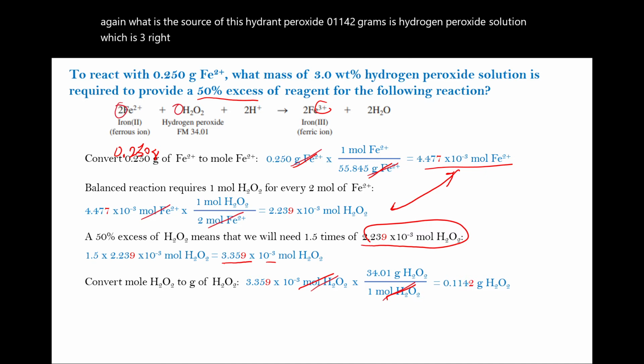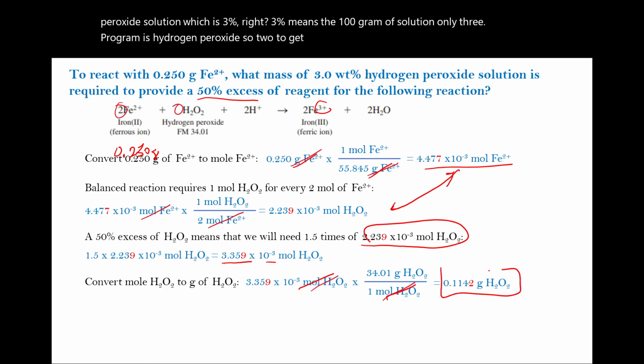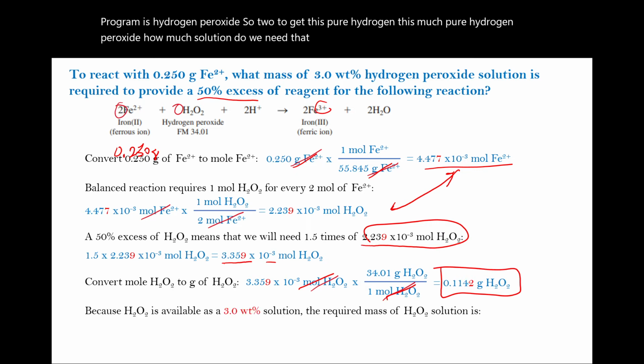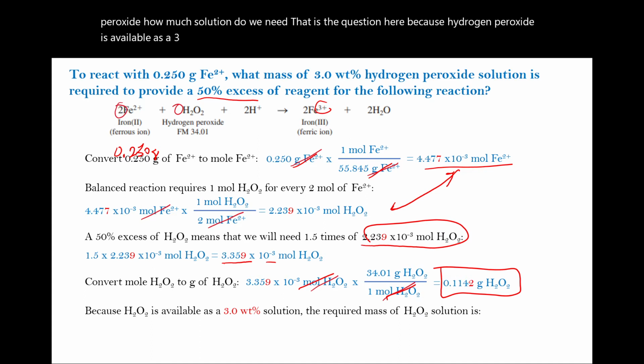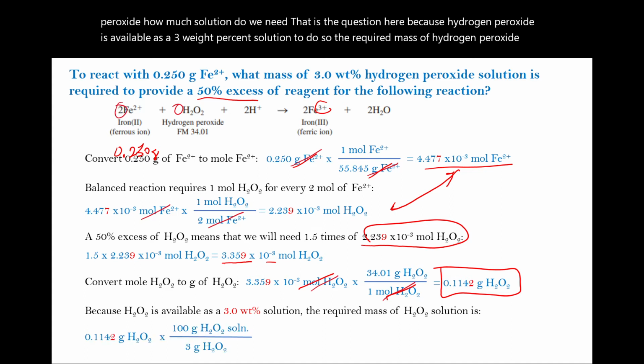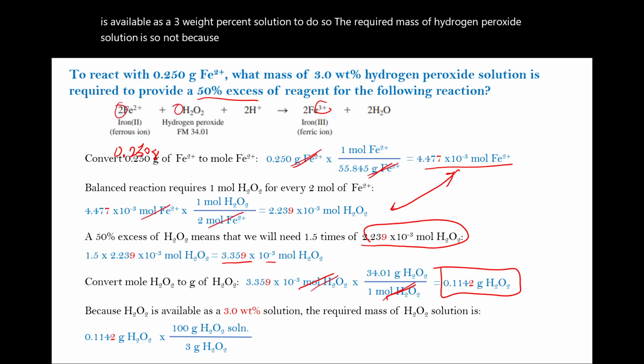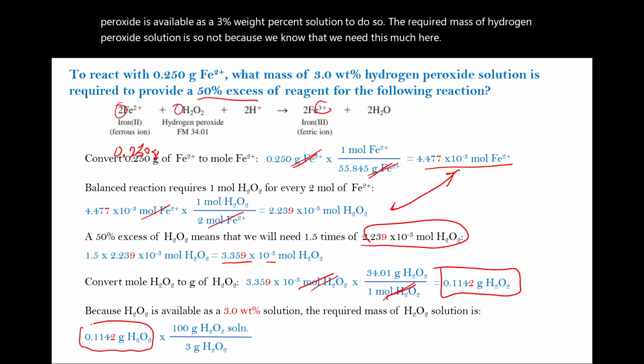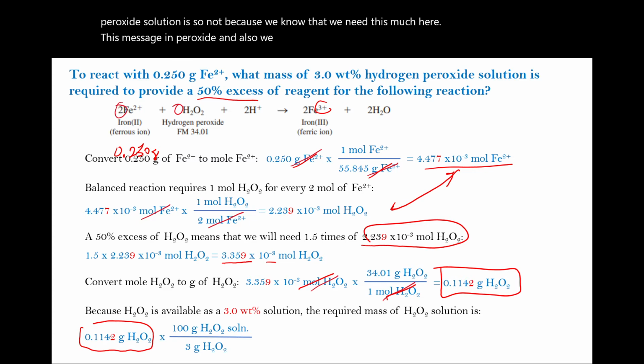3% means in 100 grams of solution, only 3 grams is hydrogen peroxide. So to get this much pure hydrogen peroxide, how much solution do we need? That is the question here, because hydrogen peroxide is available as a 3% weight percent solution. So the required mass of hydrogen peroxide solution is, because we know we need this much hydrogen peroxide, and also we know that 3 grams of hydrogen peroxide is present in 100 grams of solution.